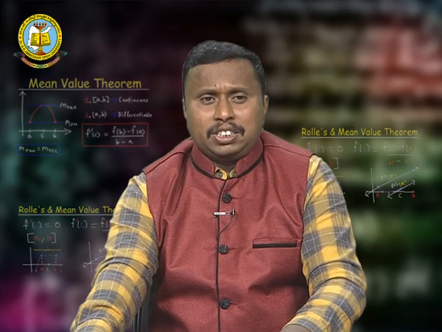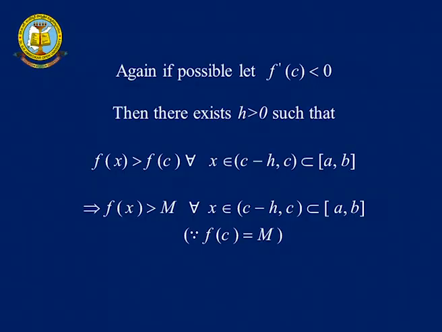Now next, again if possible let us take f dash of c less than 0. Previously we took f dash of c greater than 0, now let us see if f dash of c is less than 0. So if f dash of c is less than 0, then there exists h greater than 0 such that f of x is greater than f of c for all x belongs to (c minus h, c), a subset of [a, b]. But we have that f of c equal to M. So therefore we get f of x is greater than M for all x belongs to (c minus h, c) subset of [a, b].